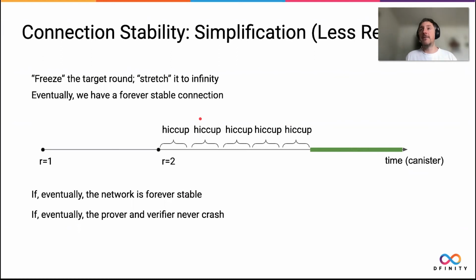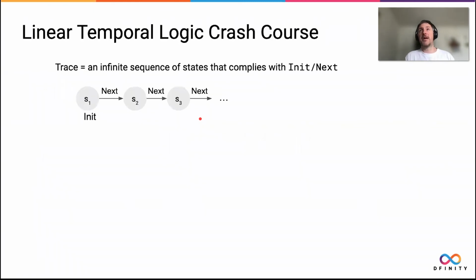But in order to analyze it, we need to specify this. And invariants are not going to be enough for this. So we need a more expressive language for specifications. And the language that TLA uses is linear temporal logic. So I'll give you a crash course in linear temporal logic. So what do we need to define such things, so to specify such systems? So first we need the notion of a trace. A trace is just a sequence of states that complies with this init next predicates. We've already seen this last time.